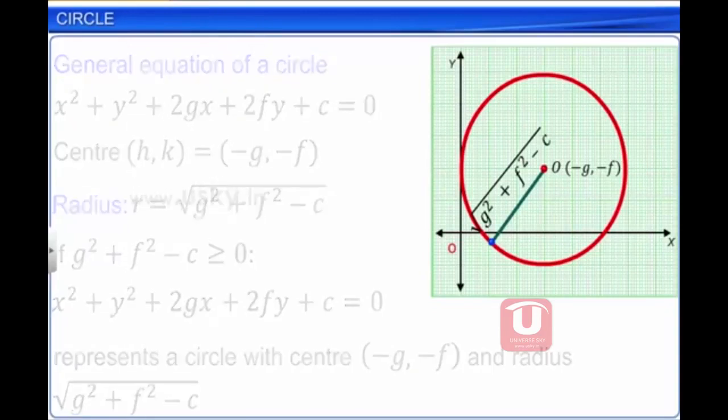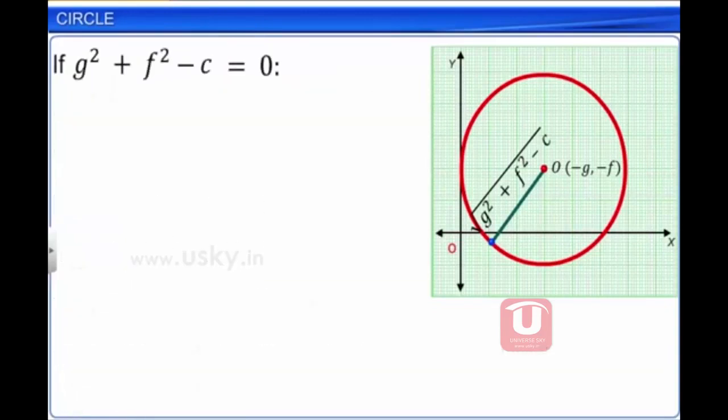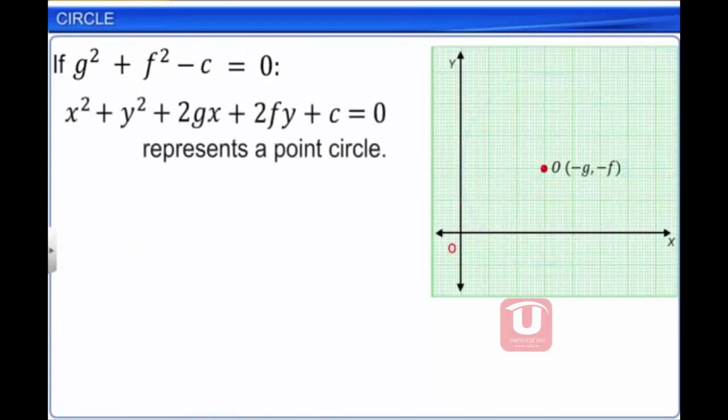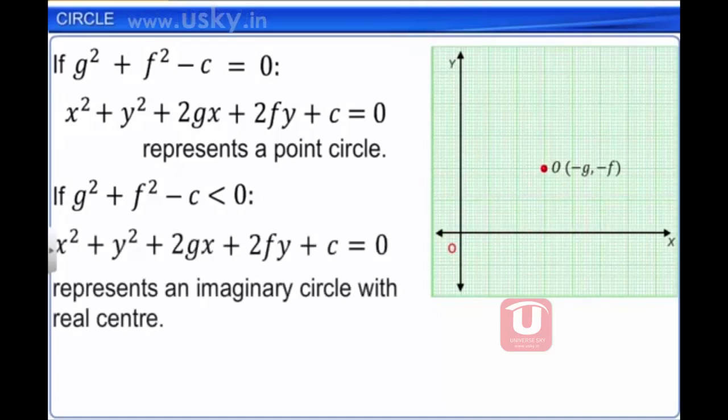If the value of g square plus f square minus c is 0, then the equation of this form represents a point circle, which is nothing more than just a point or the center of a circle. If the value of g square plus f square minus c is less than 0, then the equation of this form represents an imaginary circle with a real center.